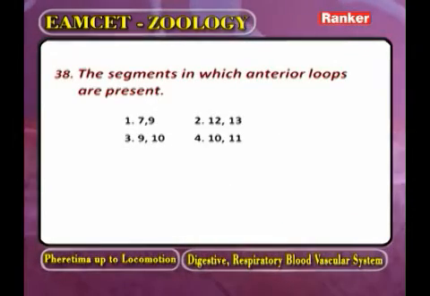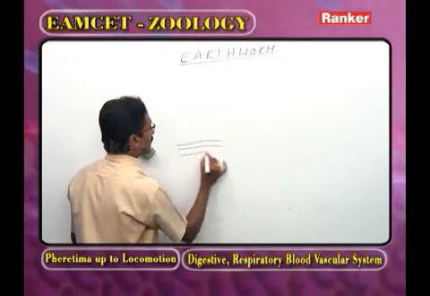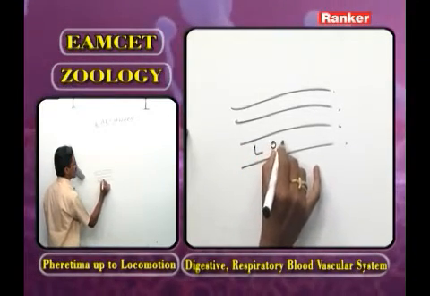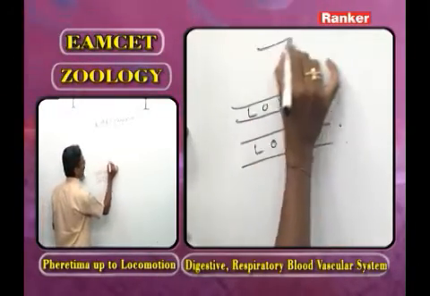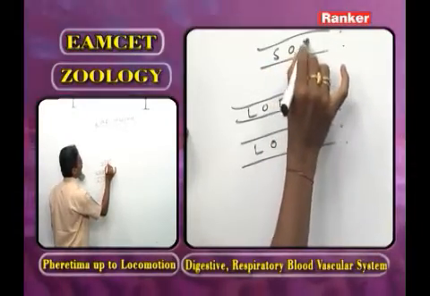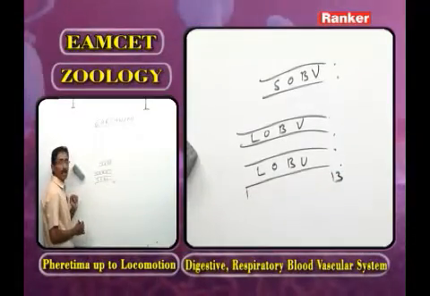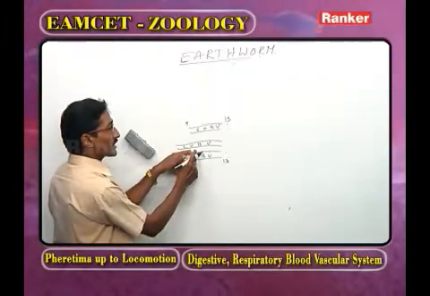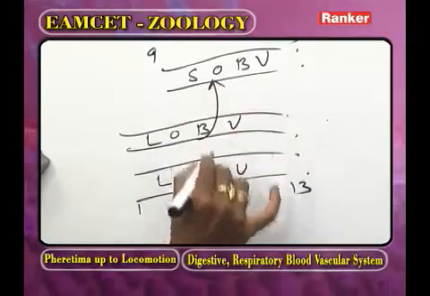The segment in which anterior loops are present. Now these are called the lateral esophageal hearts. You have to observe the diagram. These are called lateral esophageal blood vessels. Now this one we call the supraesophageal blood vessel. Again, these are lateral esophageal blood vessels, 1 to 13 segments. What about the supraesophageal blood vessel? 9 to 13. Now the lateral esophageal blood vessels open into the supraesophageal blood vessel. Now I am indicating with the help of the arrow marks.